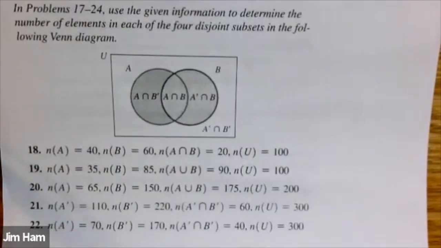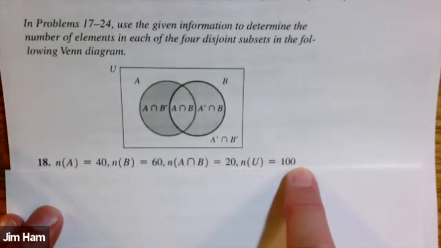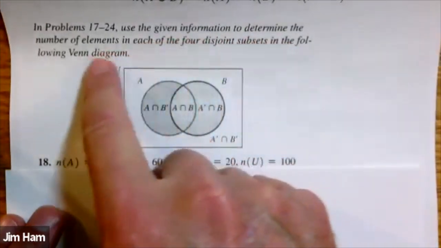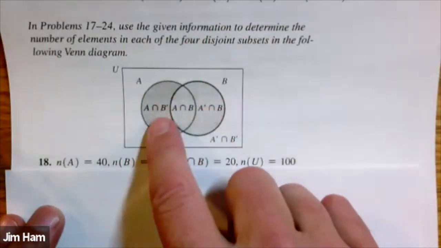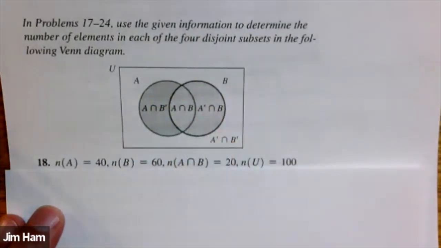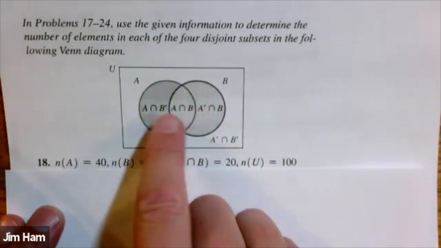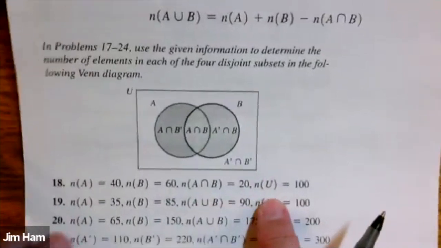All right, let's take a look at one of these, and maybe we'll start with number 18. They give you some information here, and then it says there are 4 different regions here. This region, this region, this region, and this region. So when you're done, you're going to have a Venn diagram that looks like this, but you're going to have numbers in each of these regions. All right, so maybe I'll just do problem 18 right here.